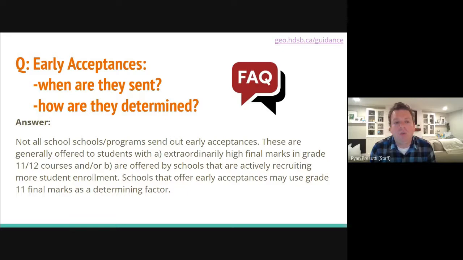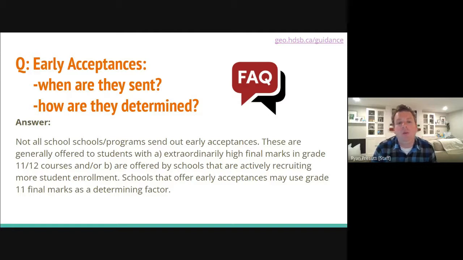Early acceptances are really only offered to students in two scenarios. One, because they have extraordinarily high final marks in grade 11 courses from last year, or if they happen to have taken any grade 12 courses last year. So we're talking students who are 95, 95, 96, 98, 99 across the board in their grade 11 courses. And those schools are pretty confident that those grade 12 marks are going to reflect something similar. So that's the first scenario, that those students often get early acceptances.